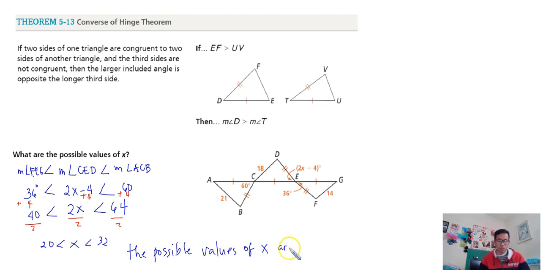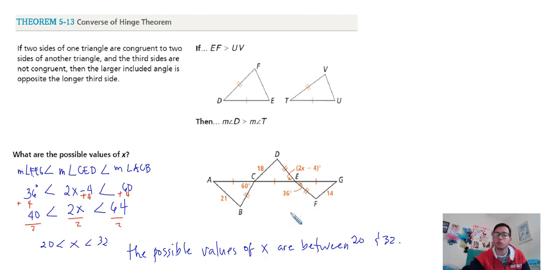So the possible values of x are between 20 and 32. If you analyze this, if x is 20, 2 times 20 is 40, and 40 minus 4 is 36. Or it can be 32: 2 times 32 minus 4 is 60. So the value of x will be between 20 and 32.